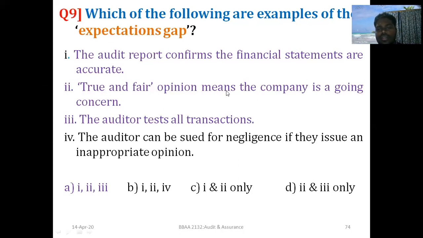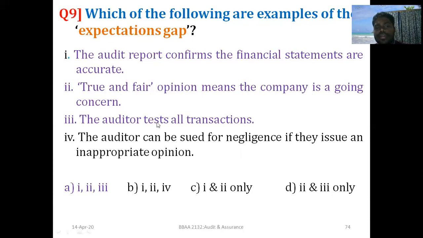Second one, true and fair opinion means the company is a going concern. No. Going concern is a big term, and true and fair never indicates the meaning of going concern. The auditor never says anything about going concern. That's not a duty of the auditor. The auditor checks the financial statements and other records and finally says whether the financial information is true and fair, meaning whether they comply with the standards or not. But the general public thinks true and fair opinion means the company is a going concern. This is a misunderstanding by users, so this leads to the expectation gap.